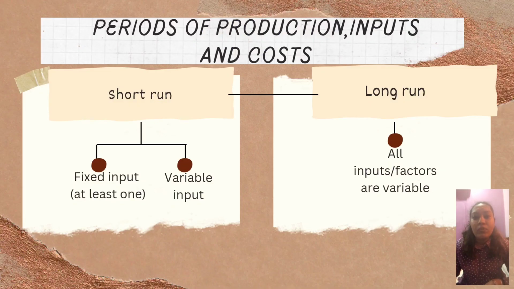Okay, we move to period of production, inputs and costs. Inputs in the short run are fixed inputs and variable inputs, while in the long run all inputs are variable.